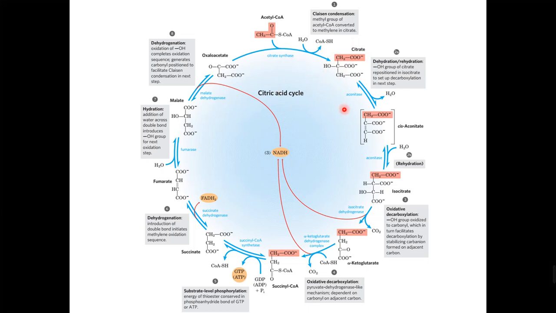So we have a sequence of biochemical reactions, and it is a cyclic reaction because oxaloacetate is formed again, and again it will receive another acetyl coenzyme A. This is a cyclic pathway. Here the first reaction, citrate synthase, is involved in the Claisen condensation process. The methyl group of acetyl coenzyme A is converted to methylene in citrate.